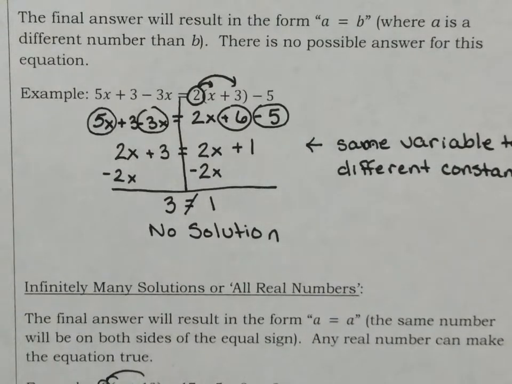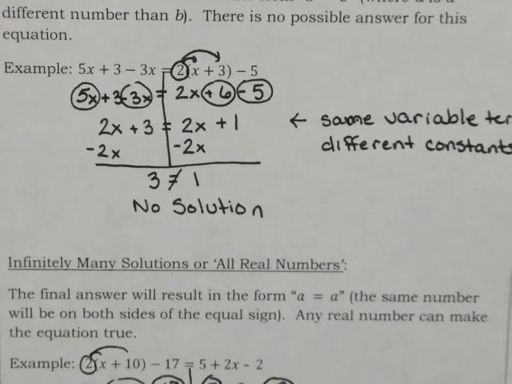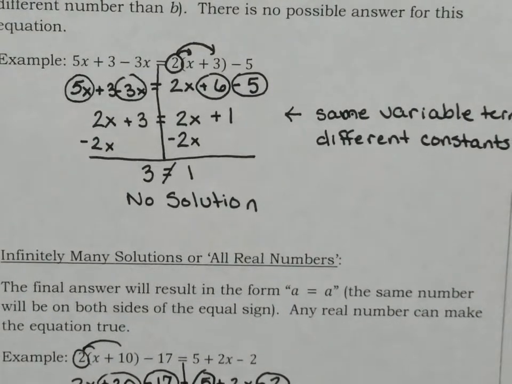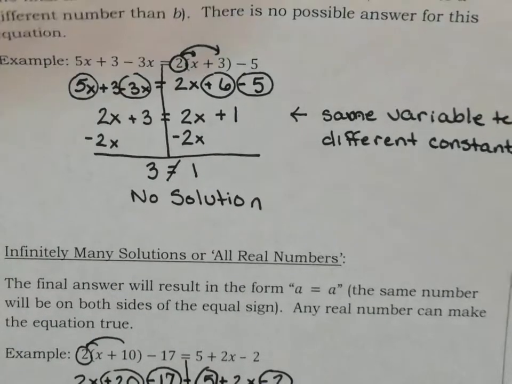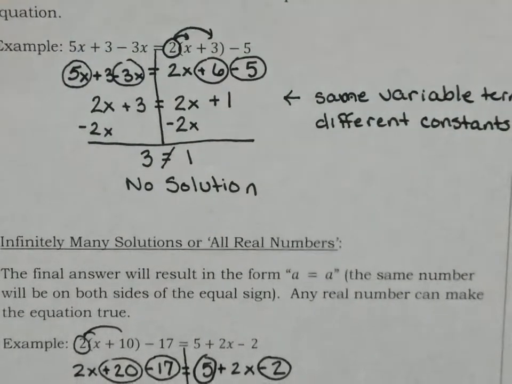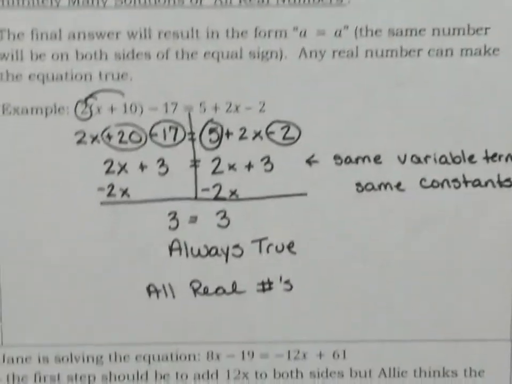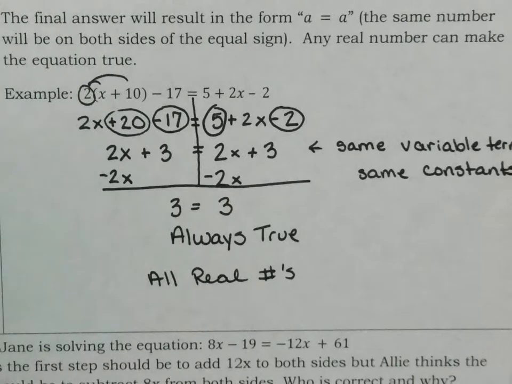So when we solve equations, we have different options. One being that we solve it and we get an answer like x equals 3 or whatever it is. We have the option where there's no solution, so a number equaling a different number, which is not true. And then we have the option where the number equals the same number, which is always true.